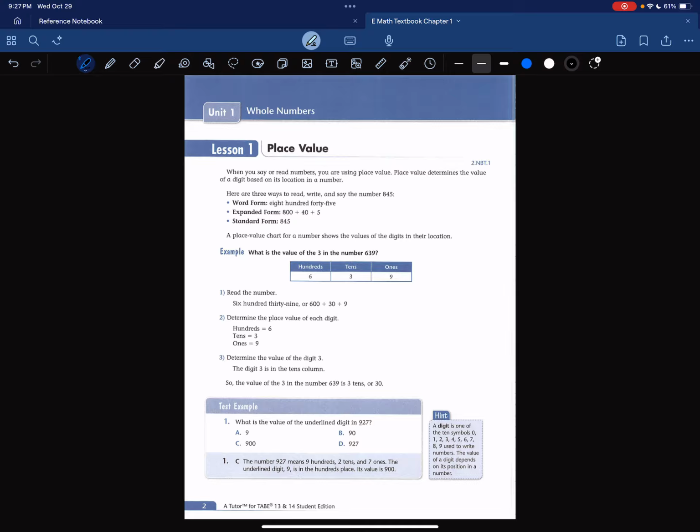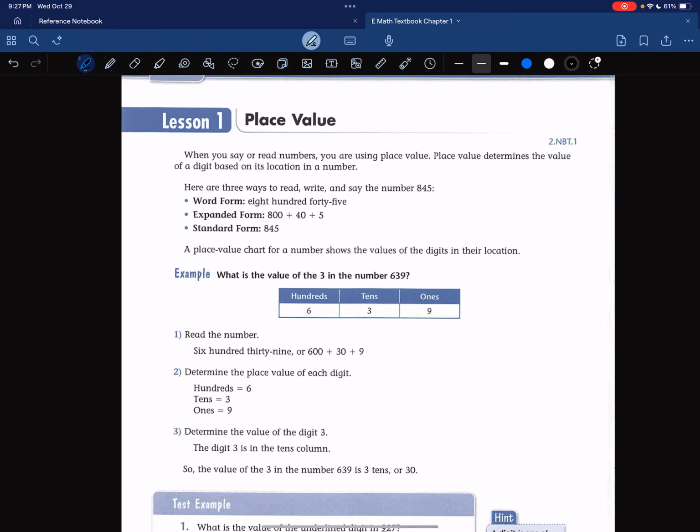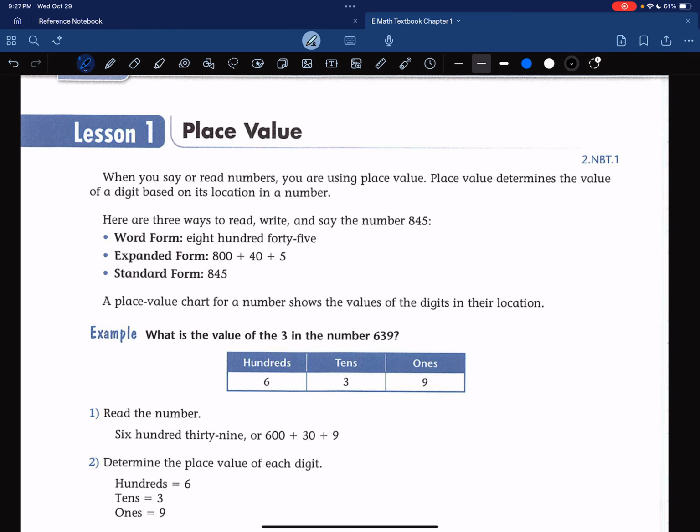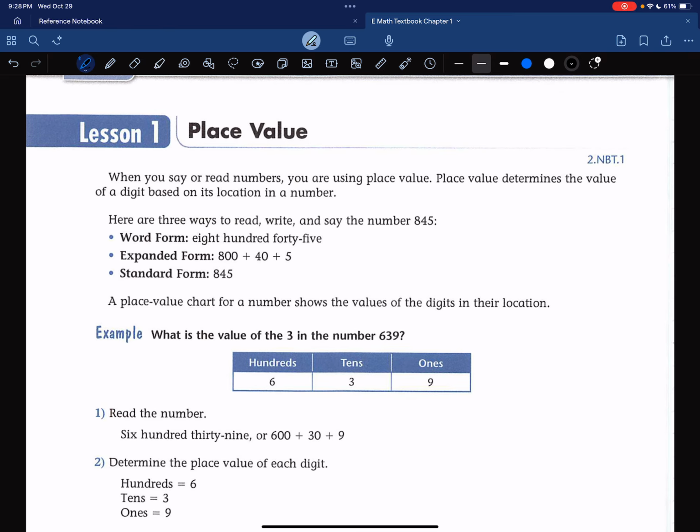Okay, this is whole numbers place value. This is lesson 1. And let's read what our textbook has to say. When you say or read numbers, you are using place value. Place value determines the value of a digit based on its location in a number. Here are 3 ways to read, write, and say the number 845.